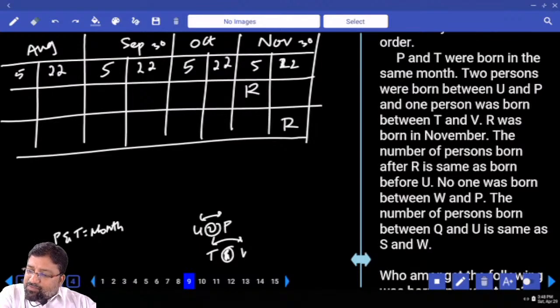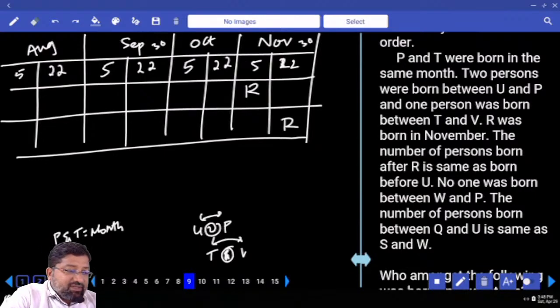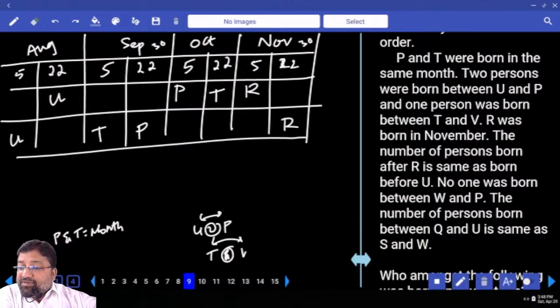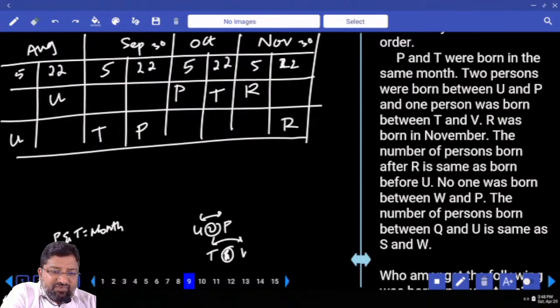No one was born between W and P. The number of persons born after R is same as the number of persons born before U. So surely this is R and this is U. Above U there is one possibility, 2 people between U and P. P and T are born in the same month. Next there is one point here. We'll see T and V. Don't worry. We'll fix that.